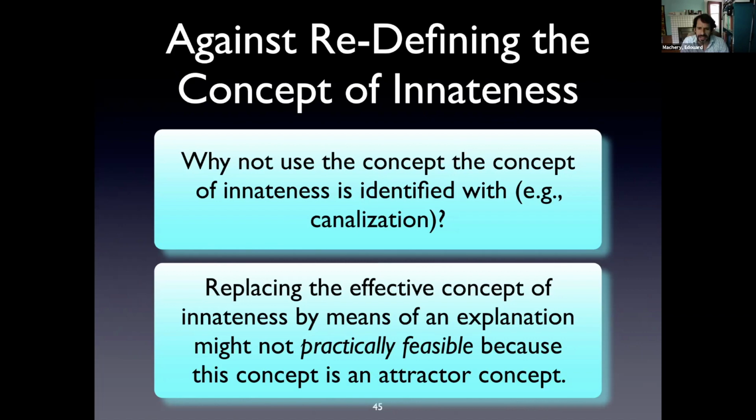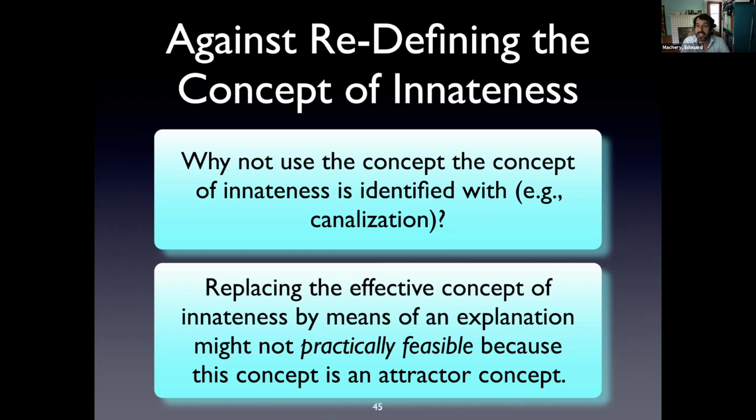Well, the reason is that it's not going to be practically feasible, right? So the reason here is a feasibility concern. Replacing the effective concept of innateness by means of an explication might not be practically feasible. And why isn't it going to be practically feasible? Because the lay concept is an attractor concept, right?